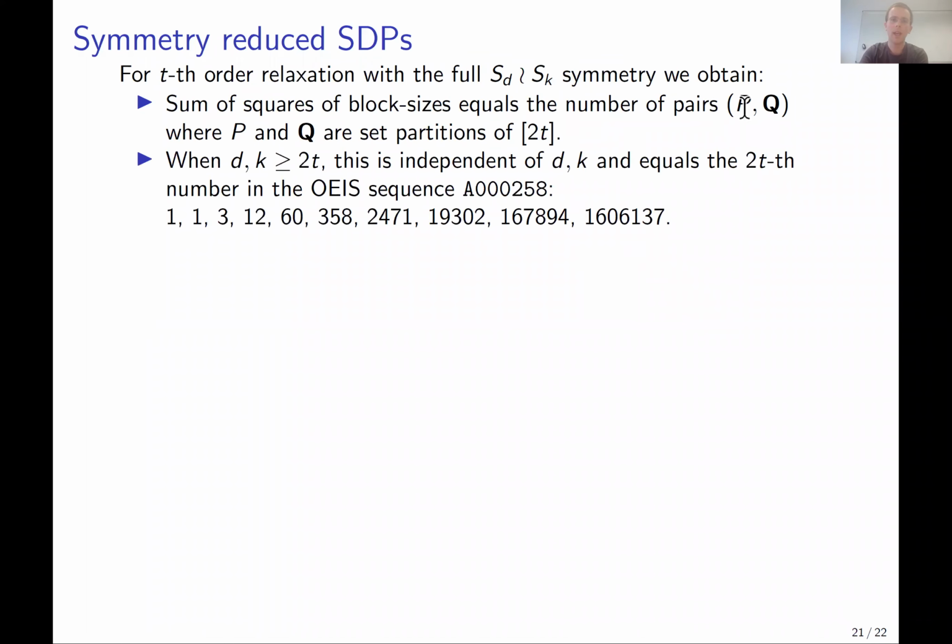And actually, if you look on the online encyclopedia of integer sequences, you can find this sequence there. What I've stated here is that if D and K are at least 2T, then this number of pairs of set partitions is independent of D and K. This is very easy to see. And if you look at this sequence for D and K at least 2T, it corresponds to this sequence in the online encyclopedia of integer sequences. This is just to show you that this number of orbits grows very fast.